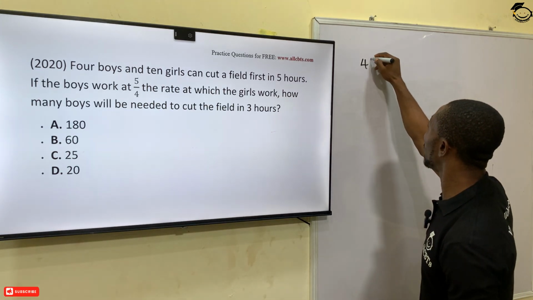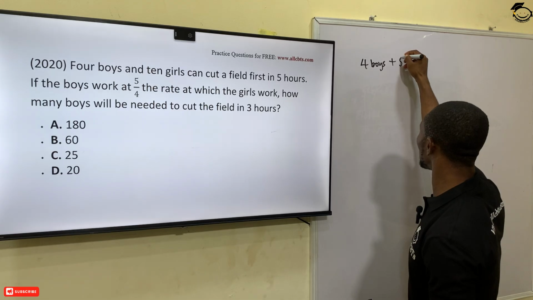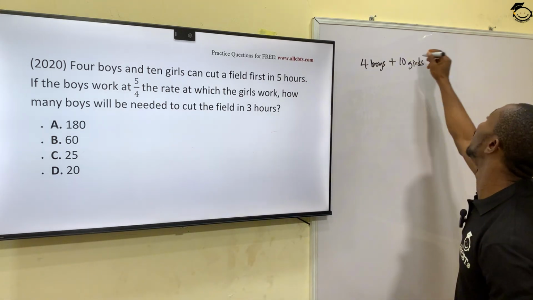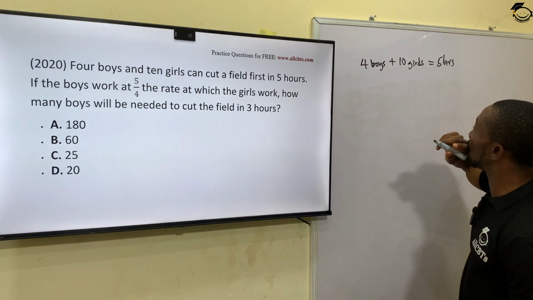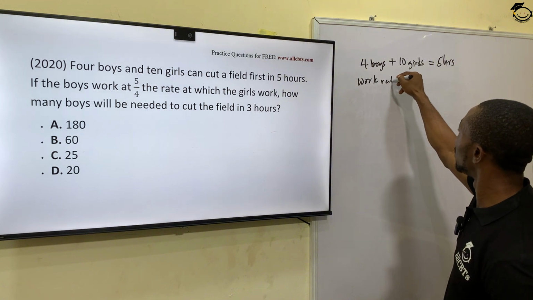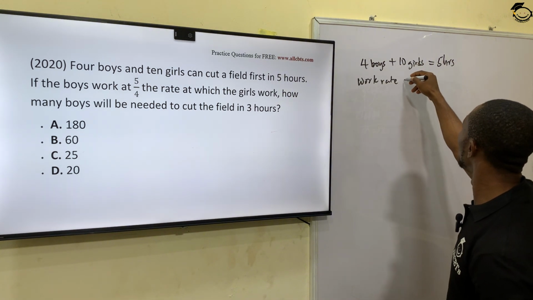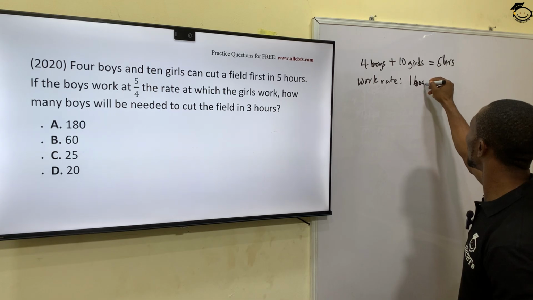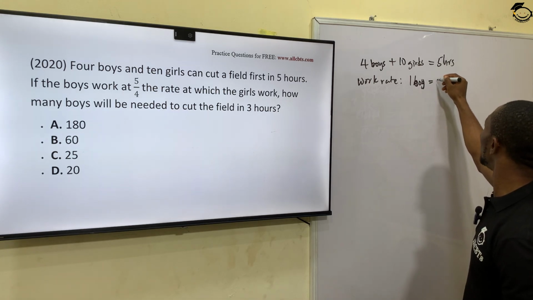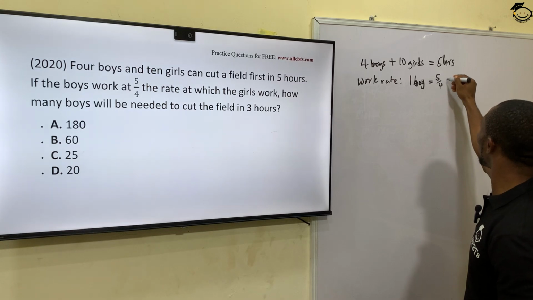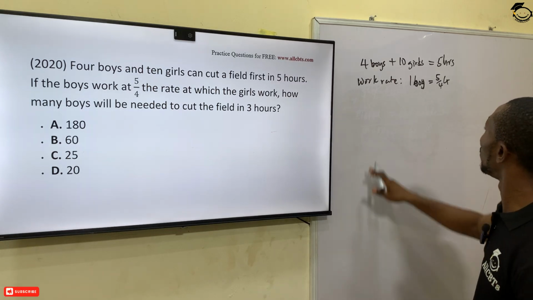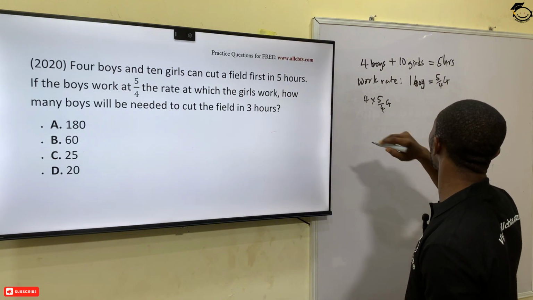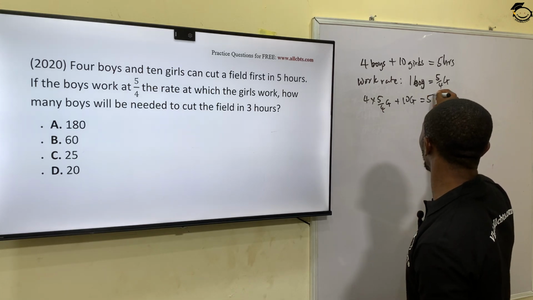Okay, we have 4 boys plus 10 girls to cut a field in 5 hours. Okay, now their work rate of 1 boy is 5/4 G. Okay, now replacing this here, this becomes 4 times 5/4 G plus 10 G equals 5 hours.